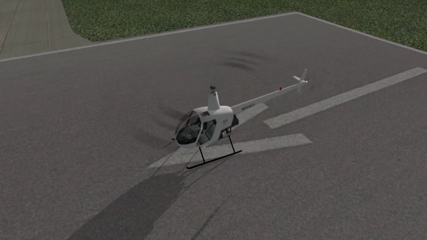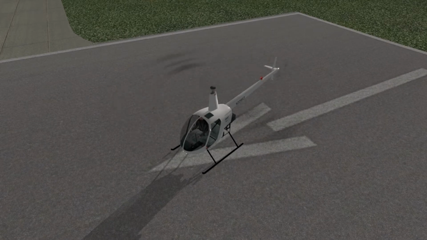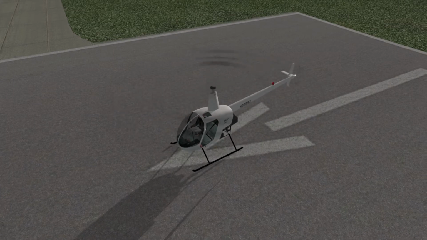Because every action has an equal and opposite reaction, the force required to spin the main rotor round would just make the aircraft spin around the propeller as well. So that's what the tail rotor is there to combat.